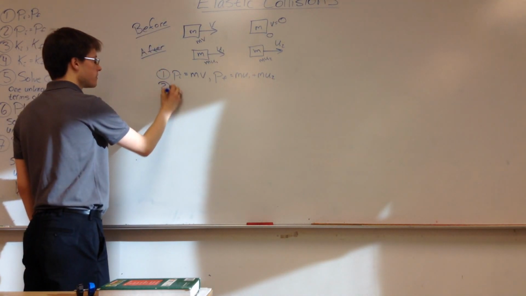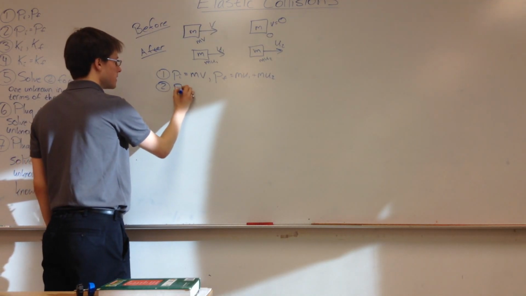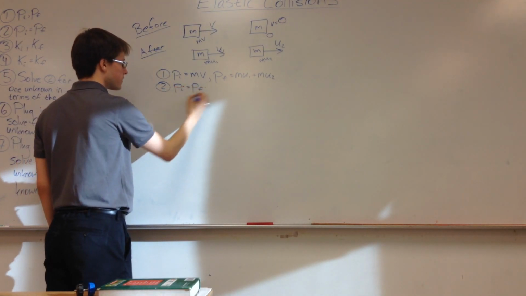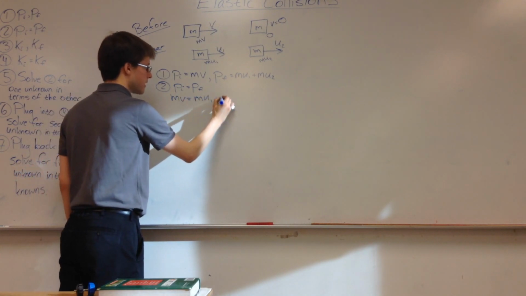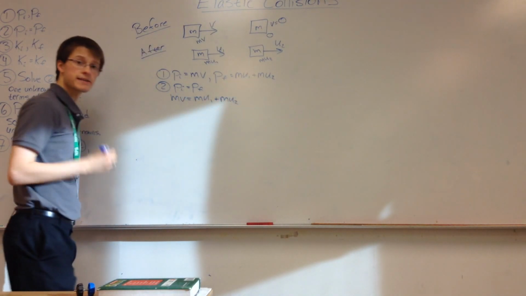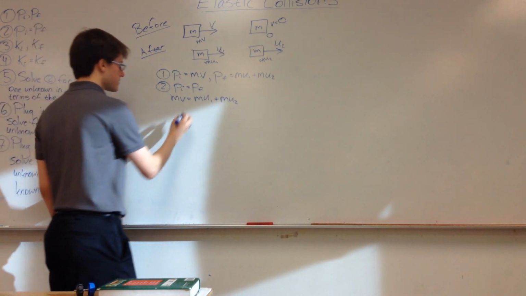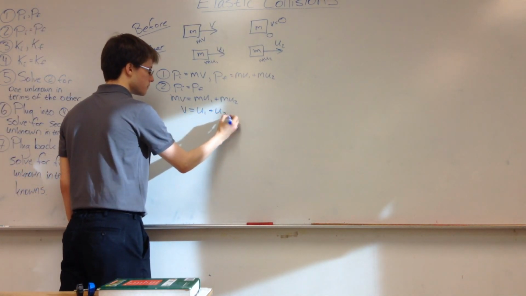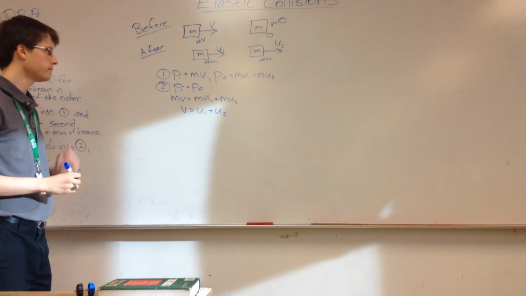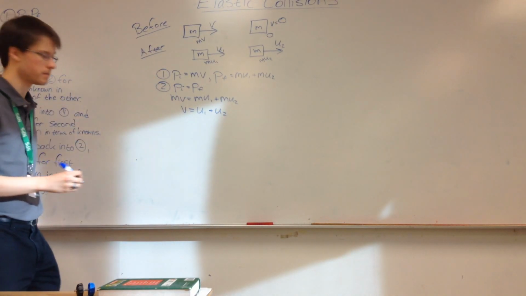Step 2, we're going to set them equal. So we're going to have p_i equal to p_f. So we have mv is equal to mu1 plus mu2. We can simplify this a little bit by canceling out the masses. So we end with v is equal to u1 plus u2. That's our equation we got from momentum.